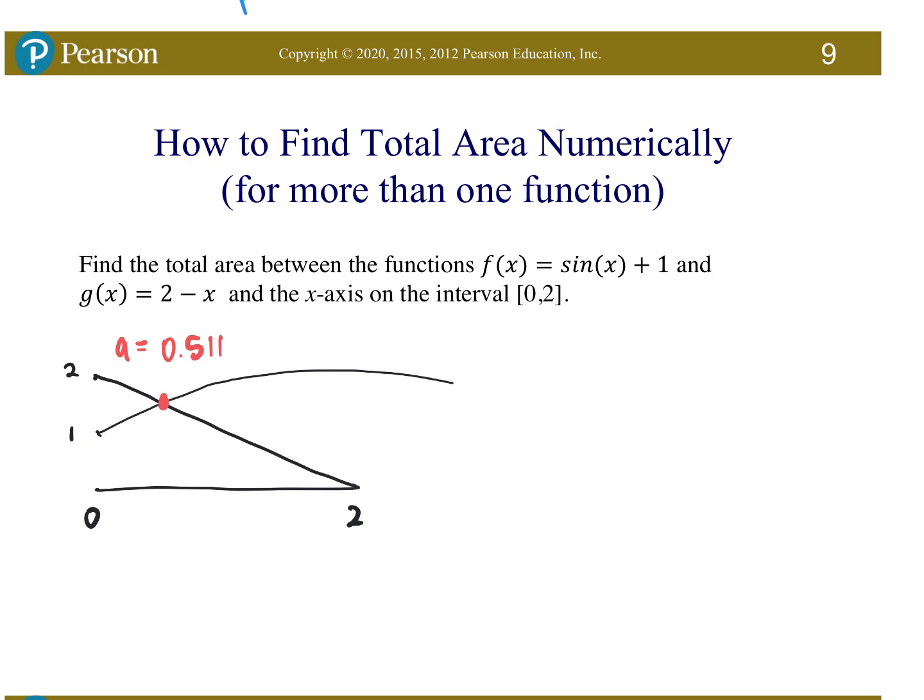Okay, so we're trying to find the area between the functions. So we want the area right in here. This is going to use subtraction. Okay, which is the higher function at the beginning? The 2 minus x, where do you have that stored in your calculators?